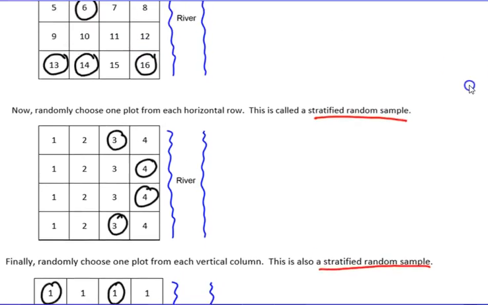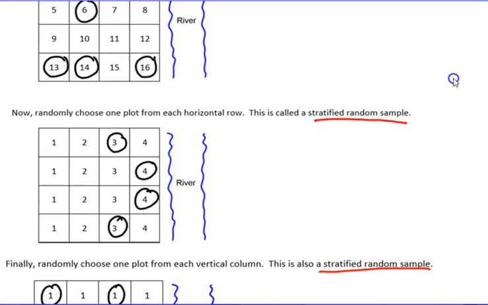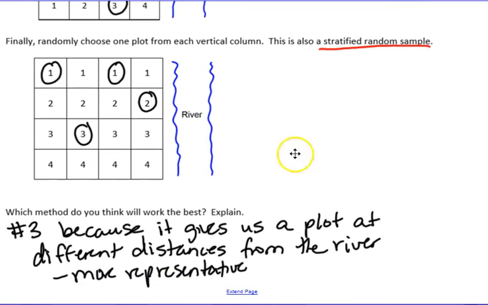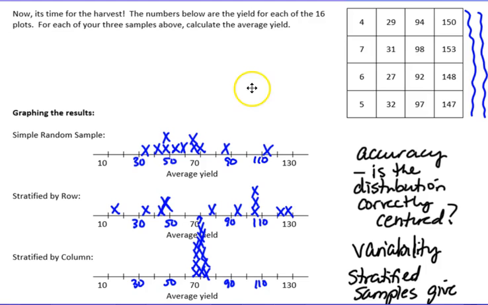And then the question arose, which of these methods is best? After a little class discussion, we decided that number 3 is best because the corn yield is probably going to be higher near the river and lower farther away from the river, so it would make sense, if we want a representative sample, to get 1 plot at each distance from the river. So we're going to go over to the next page and see what happens when we know what the yield is in each of these plots.